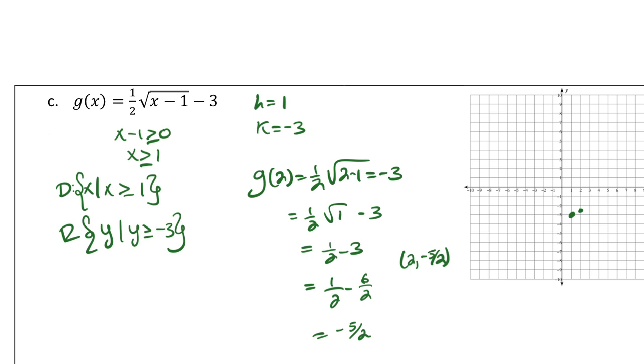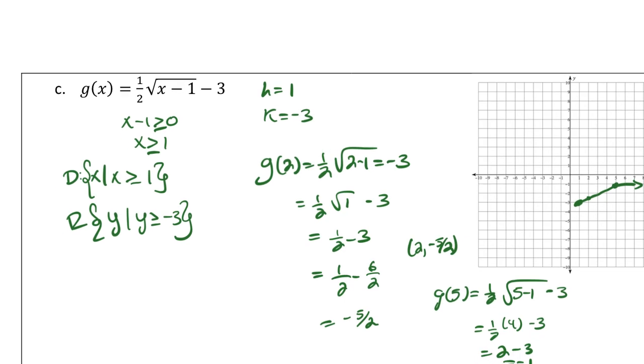And then let's substitute here 5. So g of 5 is 1/2 cubic root of 5 minus 1, minus 3. So 1/2 of 4 minus 3. So this is 2 minus 3, which is negative 1. So I have the point 5, negative 1. And there's my graph, right? So it's going to start there.